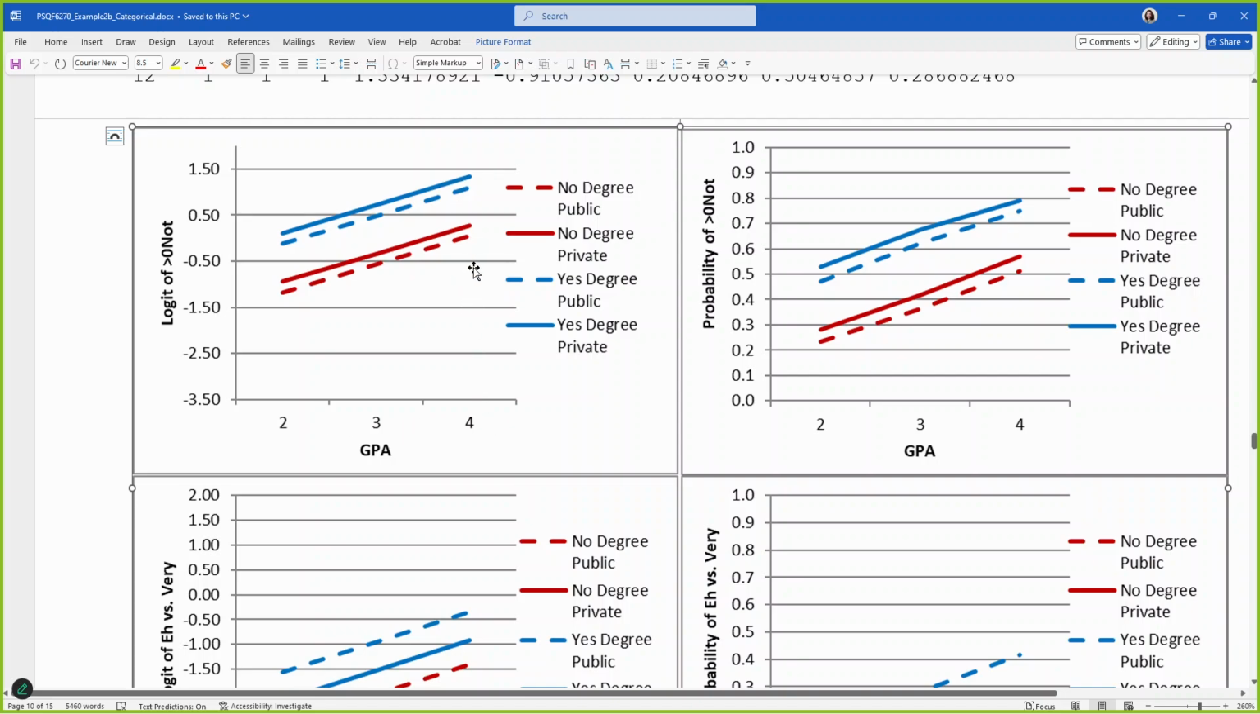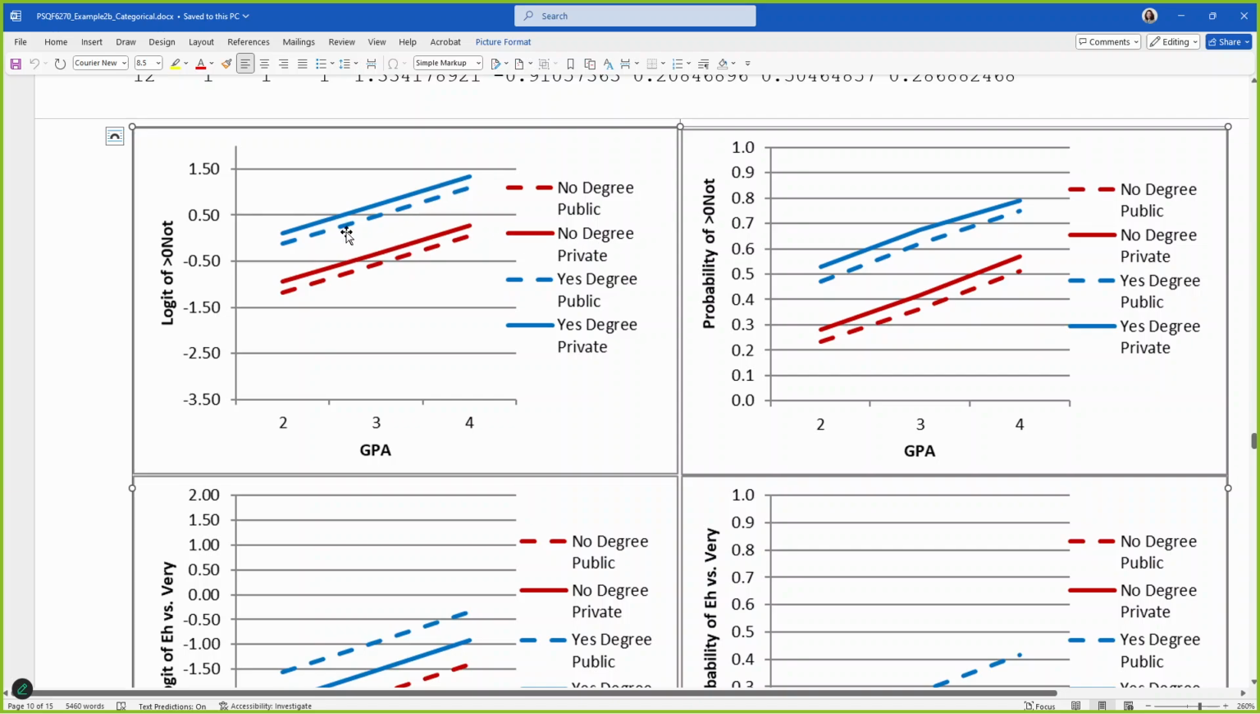Then I have chosen colors and patterns to convey the other two. So blue versus red indicates whether or not your parents have a degree, and dashed versus solid within the colors indicates whether you went to public school or private school. So you can see that red versus blue matters, like whether or not, blue is higher, so people whose parents went to grad school are more likely to say something higher than no. But within the colors, there's not much difference. So that's the effect of having gone to a public school instead of a private school.